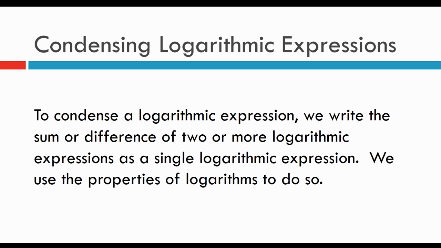All right, so in the last video, we were expanding, meaning that we started with one log and we were making it bigger into multiple logs. Condensing means that we are going to write the sum or difference of two or more logs into a single logarithmic expression. So we're going to use those properties that we learned about already. So once again, the product property, quotient property, and the power one. And we're going to use those to make it from multiple logs into a single log.